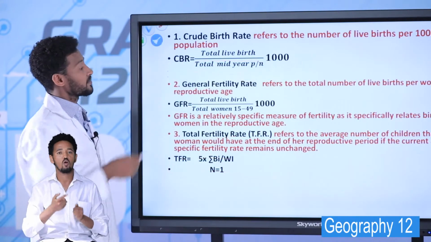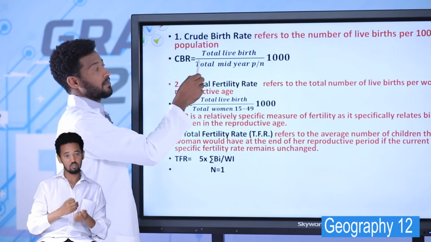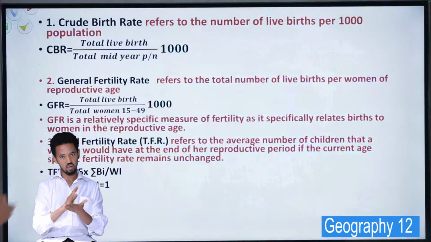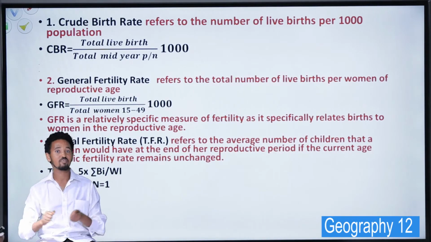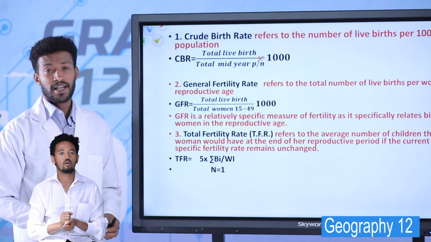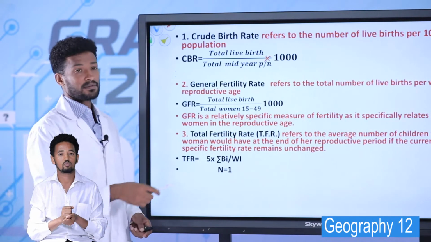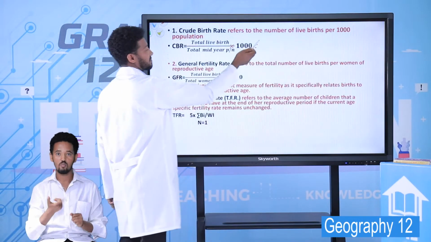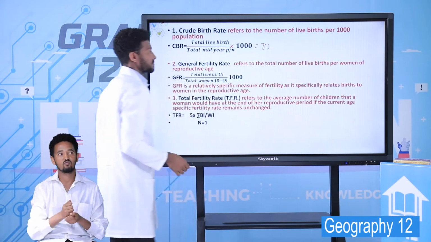When you come to the formula, crude birth rate can be calculated by using total live births divided by total mid-year population, times 1000. Therefore, after this formula, you may get, let's say, 70.